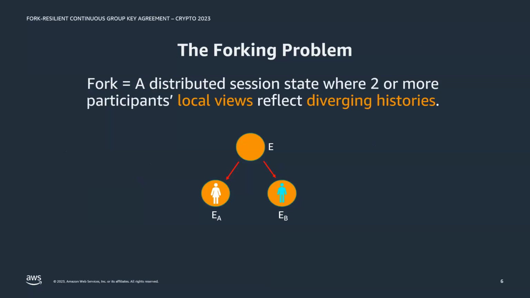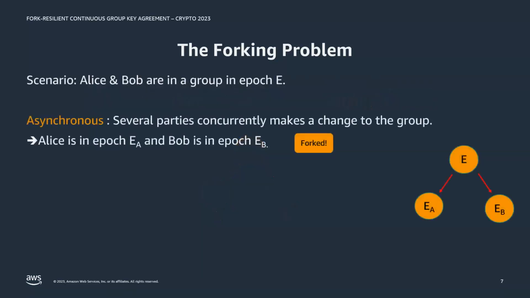Okay, this brings us to forks. You can think of a fork as a distributed session state in which 2 or more parties have local views that disagree on the history of the session. In this case, we've got Alice and Bob who disagree on what the successor epoch to E should be. Alice thinks it's EA, Bob thinks it's EB. So this is a fork.